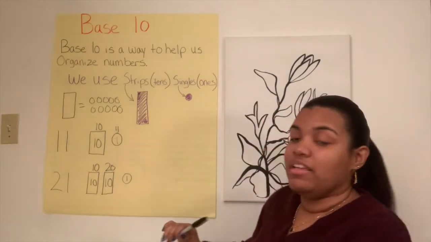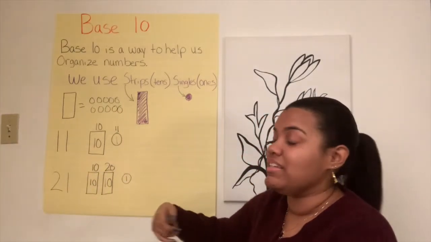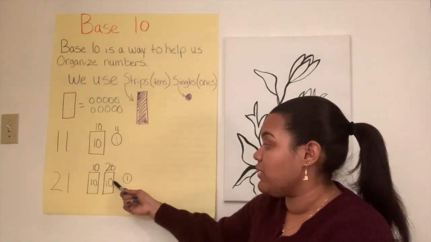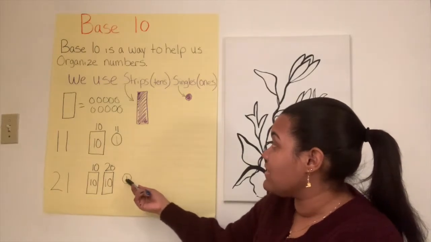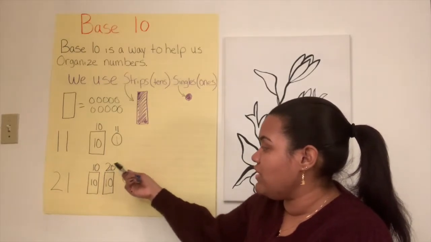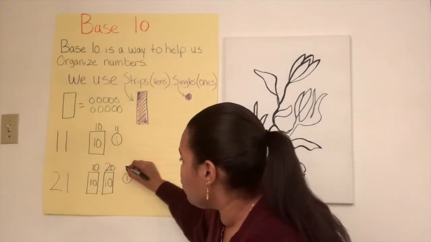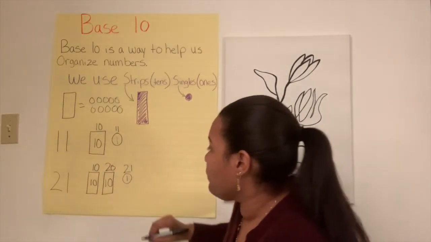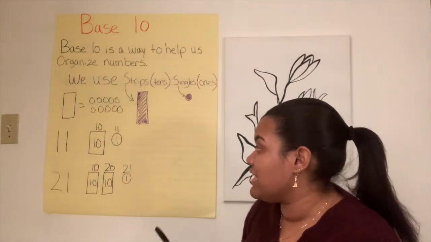So watch this. Just like that. And we know that this is 10, and then we're counting by 10, so 10, 20, okay? Now, we're at the number 20, and we only see one single right here. So 20 plus 1 is what? That's right, 21. Perfect. So that's how we show the number 21 using tens and ones.